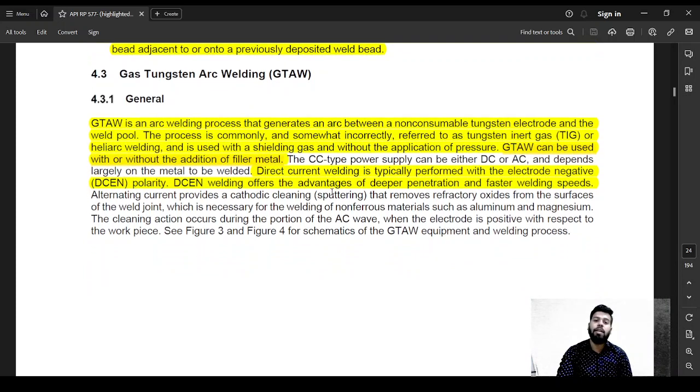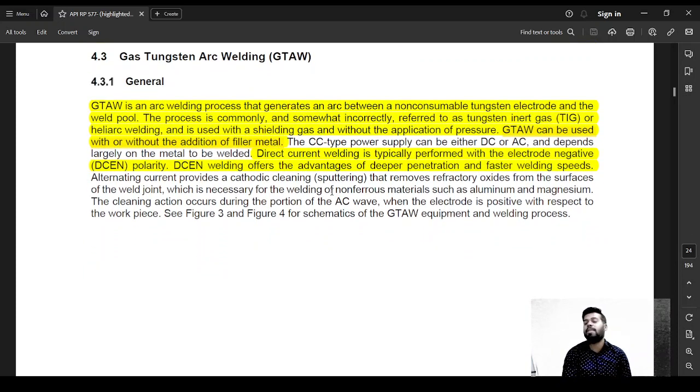The next process that we are going to talk about is GTAW, sometimes known as TIG welding. GTAW is an arc welding process that generates an arc between a non-consumable tungsten electrode and the weld pool. Here your electrode does not melt. The electrode is made of tungsten, which is not going to melt. It just creates the arc between the electrode and the workpiece, and you can use an additional filler metal that you melt to fill the joint. GTAW can be done with or without filler metal. If you do it without filler metal, you just melt the two pieces and join them together.